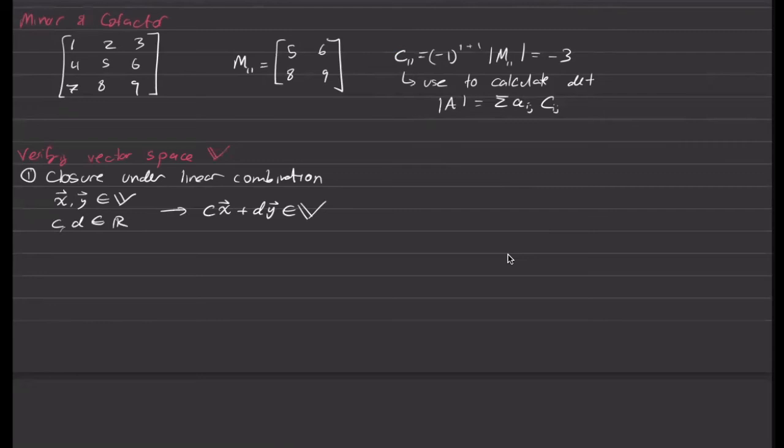The second thing that we need is the existence of the zero vector. And so this will lead us into the vector subspace theorem.